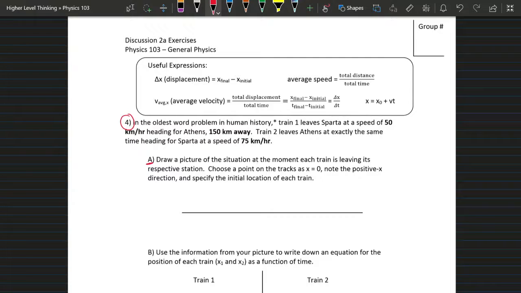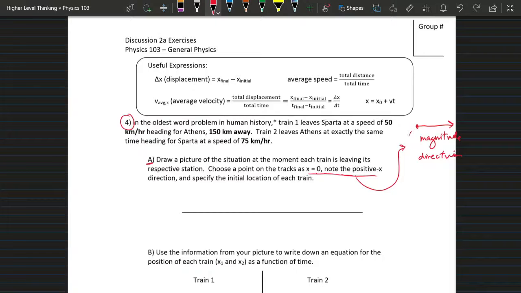At the moment each train is leaving its station, choose a point on the tracks where x equals 0 and note the positive x direction. Specify the initial location of each train. So I think this part here is important because we're going to be representing the train's motion with vectors. And vectors have both a magnitude and a direction.